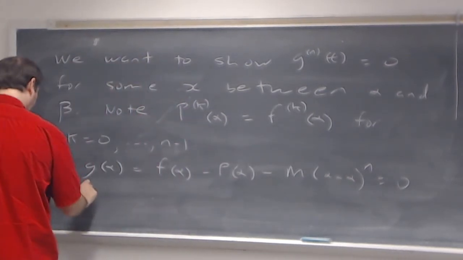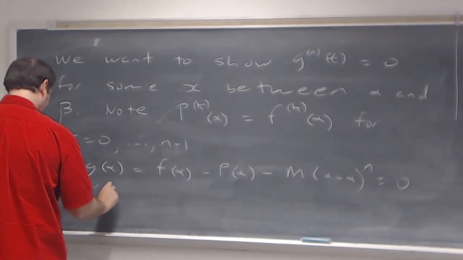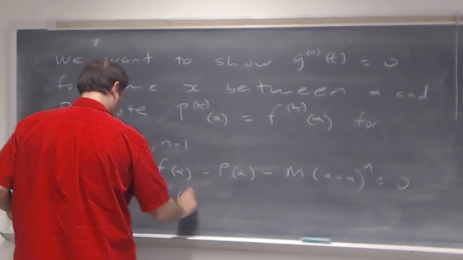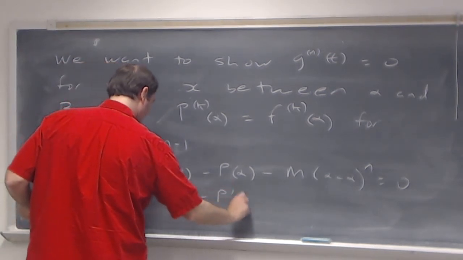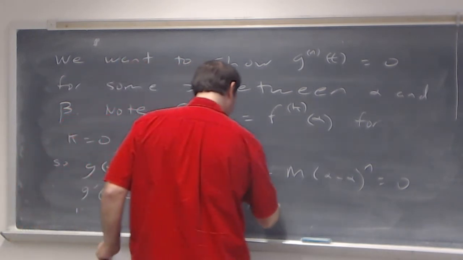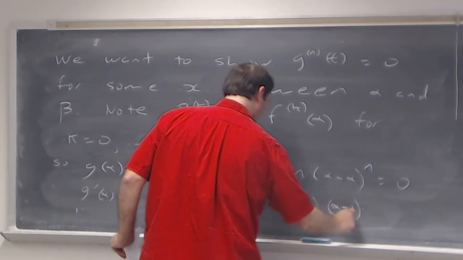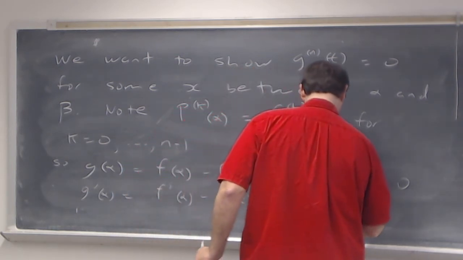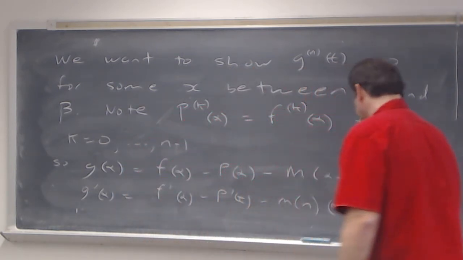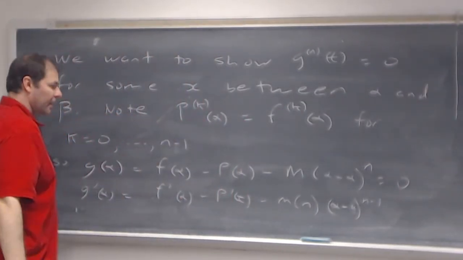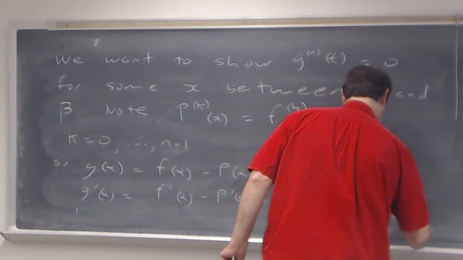Then g prime evaluated at alpha is going to be f prime evaluated at alpha minus p prime evaluated at alpha, and then minus m times n times alpha minus, I'm sorry, it'll be alpha minus alpha to the n minus 1. This part is 0. These two are exactly the same by what's written here, and so you still get 0.